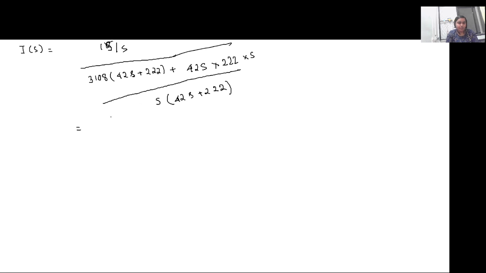So this is now just a bunch of multiplication that you have to simplify in order to get I(S), right? So let's use the calculator. Where did I keep the calculator? Yeah. So we take this denominator to the numerator. So it will be 15 by S into 42S plus 222.